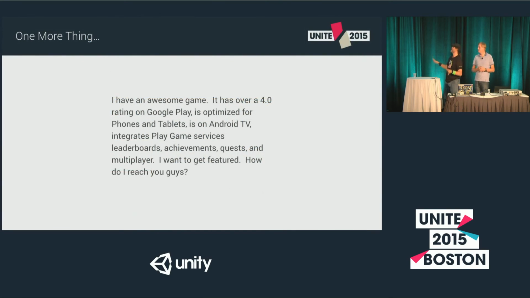All right, we get this all the time. I have an awesome game. It has over a 4.0 rating on Google Play. It's optimized for phones and tablets. It's on Android TV. It integrates Play Game Services, leaderboards, achievements, quests, and multiplayer, and I want to get featured. How do I reach you guys?